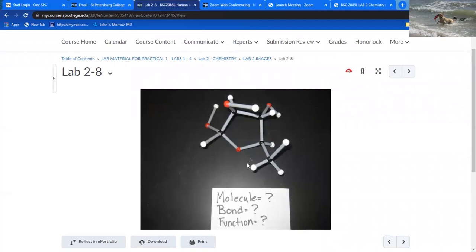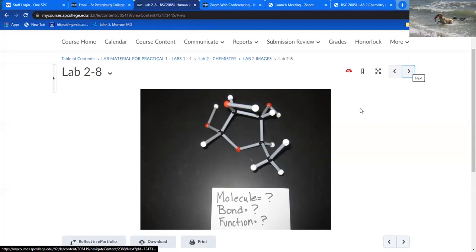Okay, so now we're going into carbohydrates. And here we have one ball and stick model of a monosaccharide. You're not going to have to identify whether it's a glucose, a fructose, or a galactose. It's just a monosaccharide at this point. Now, if I gave you a bottle that said glucose, then you have to know that it was glucose. It was a monosaccharide. We'll do more of that in AMP2.